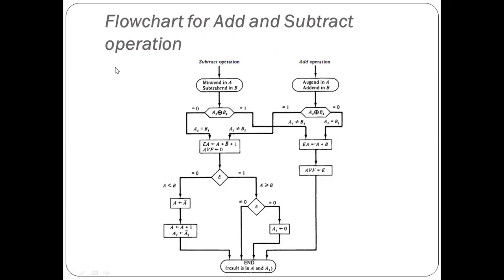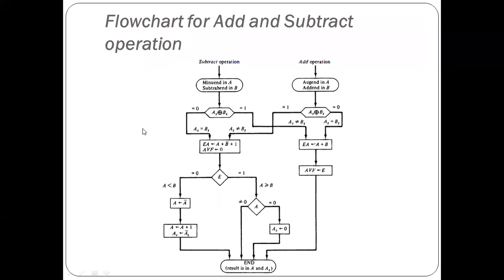This is the flow chart for addition or subtraction operations for sign magnitude data. The operation can be addition or subtraction. In case of addition, the terms are augend and addend. In case of subtraction, the terms are minuend and subtrahend. In both cases, I will compare the signs. In case of addition, if both the signs are same, then addition is carried out. If the signs are different, then subtraction is carried out. In case of subtraction, if the signs are different, then addition is carried out. If both the signs are same, then subtraction is carried out. And this is how the result is updated.